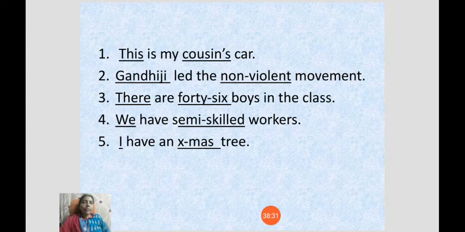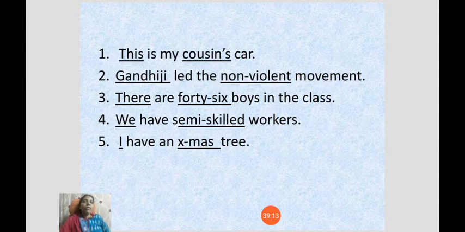In the second one, "Gandhiji led the non-violent movement." Okay. So the G was not capitalized in the question. Okay, it's a name of a person, a proper noun. So we are using G as capital. Then non-violent. In the explanation, we got words like non-scientific, with words like non. Okay, non-violent, non-scientific, non-fiction. We use a hyphen.